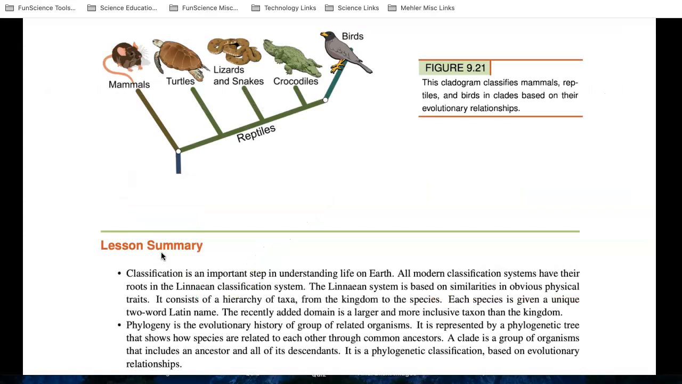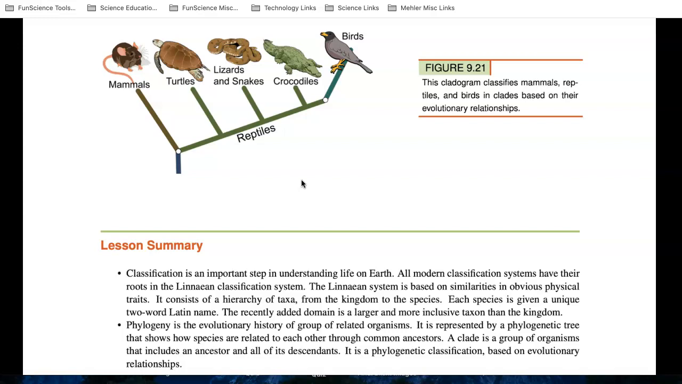So here is a cladogram that shows mammals. So we have mammals. Now this is present time. These are all animals that exist now. As we go down here, we go further back in time. And if you'll note, there's a common ancestor here for both mammals and reptiles. There's a common ancestor here between turtles and lizards and snakes. There's a common ancestor here for crocodiles and lizards and snakes. So as we go down in this cladogram, this phylogenetic tree, we are going back in time.